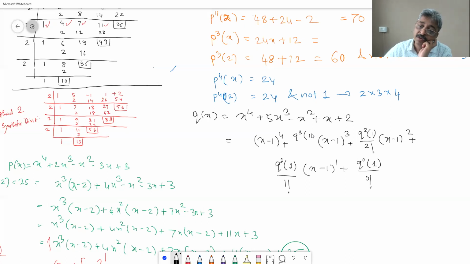q3 of 1 upon 3 factorial. And q4 of 1, 4 times if you differentiate, q4 of 1 upon 4 factorial. If you have got the coefficients of this, you may cross check whether you are getting those same or not. So this is by observation. This is how we are observing behavior of polynomials and their coefficients using differential calculus.